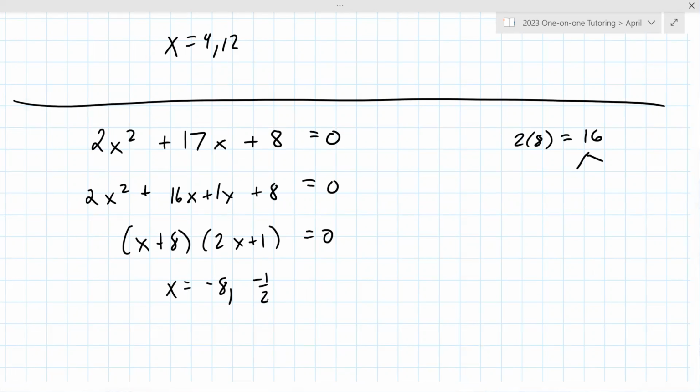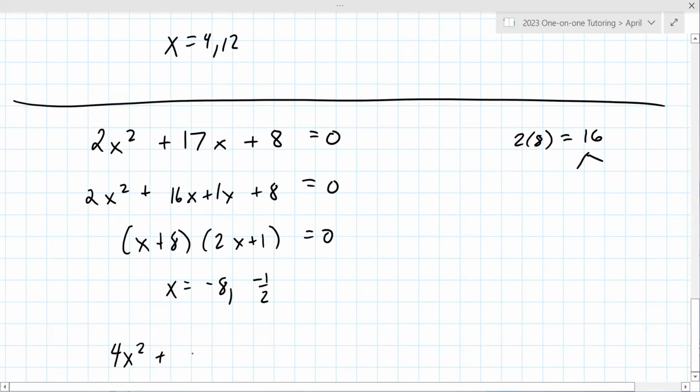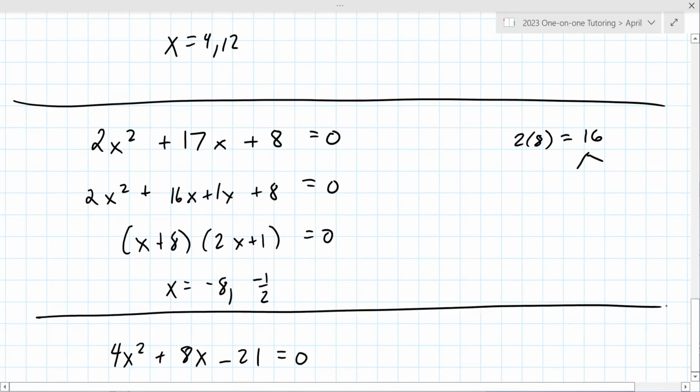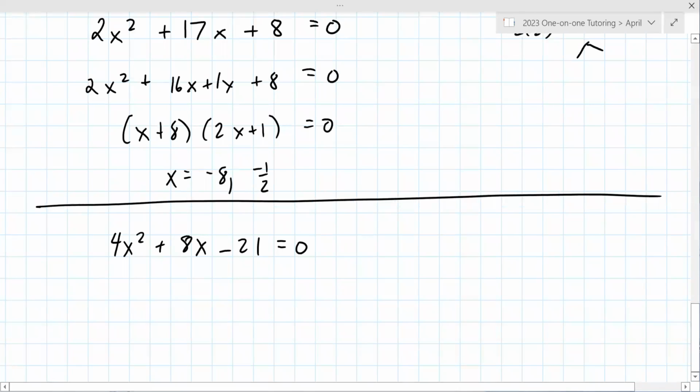Okay. Next one I have is 4x squared plus 8x equals 21. So when you move that 21 over, it becomes like this, minus 21. Does that look right to you? Yes. So this is just like the last one. You got to take that 4 and the minus 21. The operator carries with it.